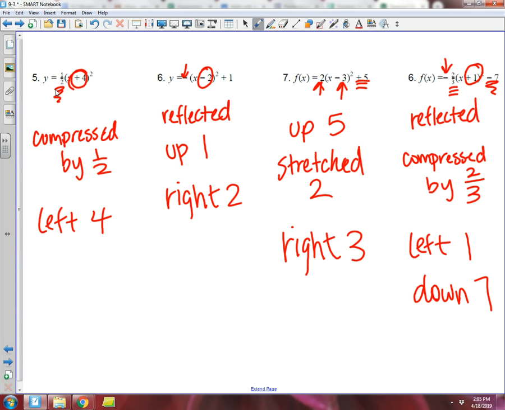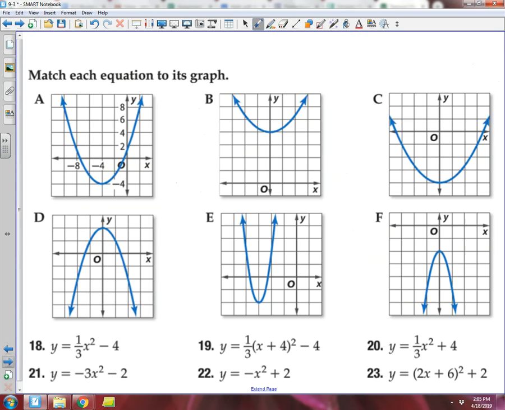Good, right? Easy stuff. Okay, the last thing we're going to do with this is we're going to match them up. You see down at the bottom, you have a set of graphs. You also have a set of equations. I want you to match the graphs with their equations. Now, the best way to do this is a process of elimination. Okay, so I want you to take a look at those graphs and tell me where you want to start.